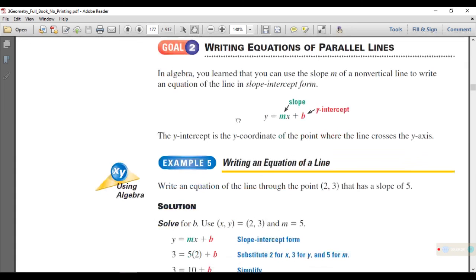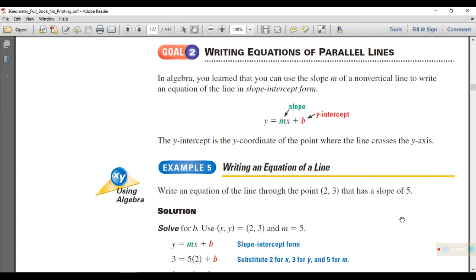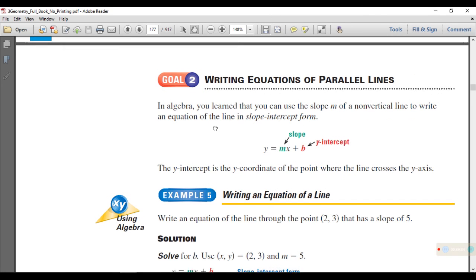Okay. So, this time, we are going to write equations of parallel lines.